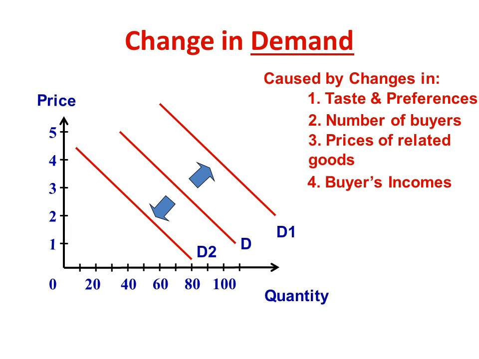The fifth non-price determinant of demand, expectations. Now again, these are expectations about future product price, expectations about future product availability, and expectations about future income. So, expectations about future product price. Let's assume now that we're analyzing the market for new automobiles.